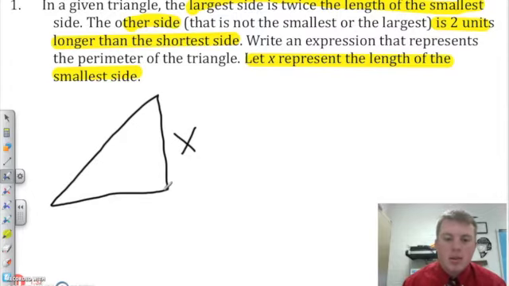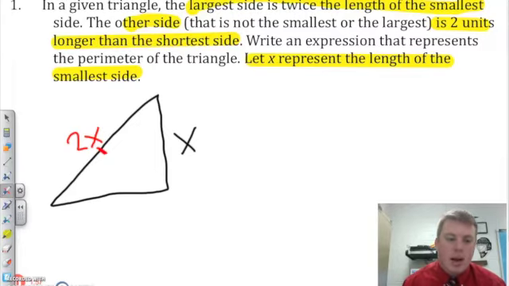So let's go back up to the important information they gave us. It told us that the largest side is twice the length of the smallest side. So that's telling me that this side right here needs to be twice as long as this shortest side. So if this side is x, we have to multiply x by 2 to get twice that. So this side is going to be labeled as 2x.